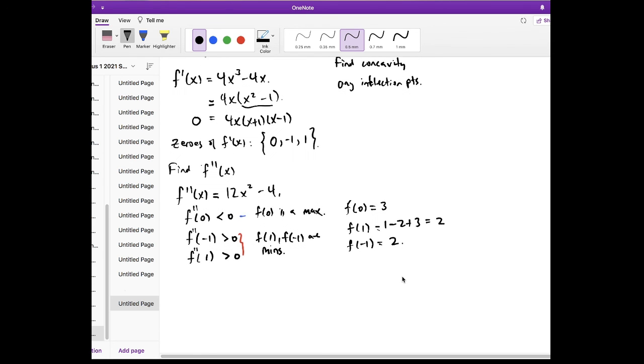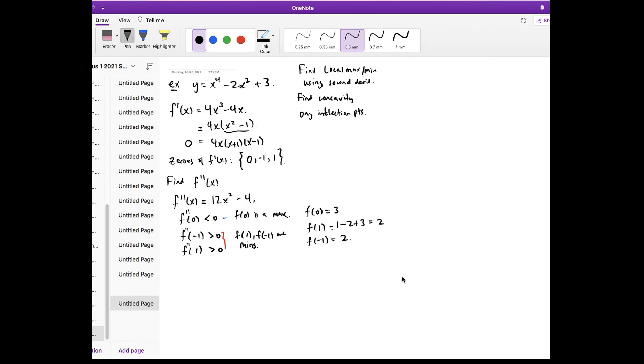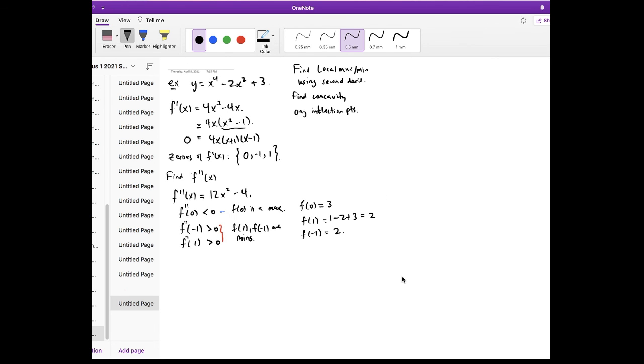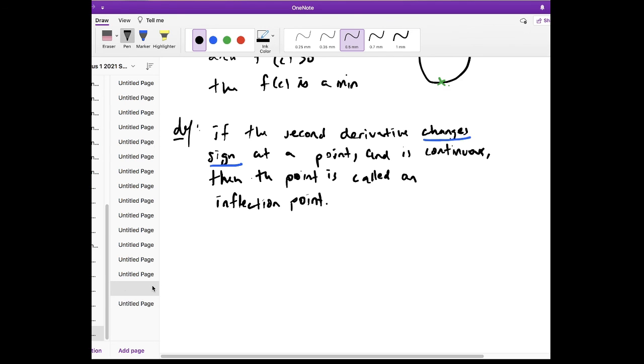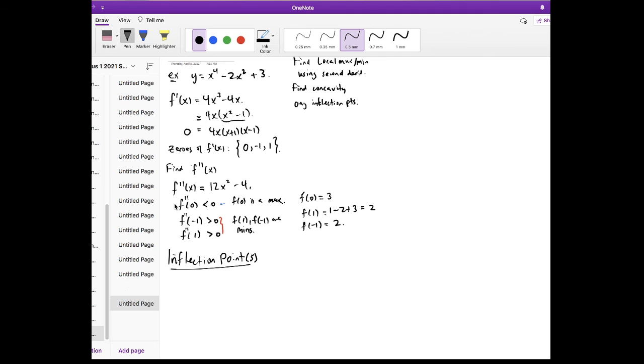Oh yeah, we have to do inflection points as well. Okay, so how do you find the inflection point, or points? And then we'll call it a day. So an inflection point is where the second derivative changes sign. So what do you do with the second derivative for an inflection point? Well, I think you should set it equal to 0, right?